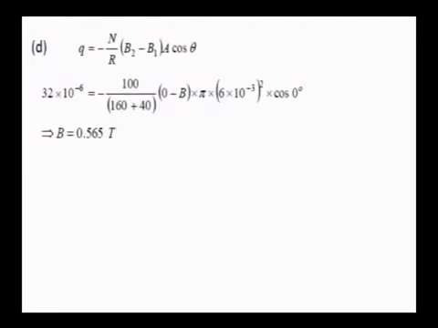Just look at the steps. We have the charge expression, as I did in the last class. Q is equal to d phi by R. So d phi by R means 1 by R into, we have d phi is N into B2 minus B1 into A cos theta.